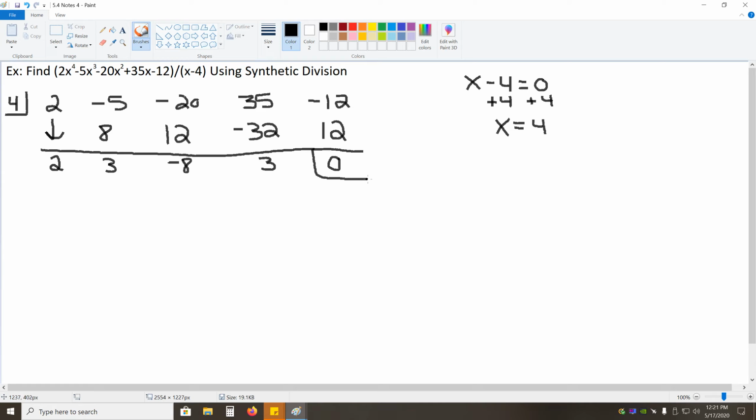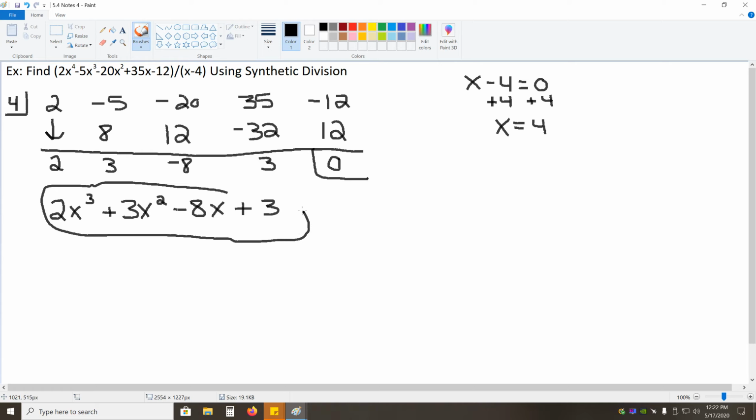Remember, the last number represents the remainder. Since we have a remainder of 0, it divided in evenly. So these represent the coefficients of our answer, and we always start with one less than the largest exponent we had. So x to the fourth means this is going to start with x cubed. So we have 2x cubed plus 3x squared minus 8x plus 3. This is the result of the original problem being divided by x minus 4.